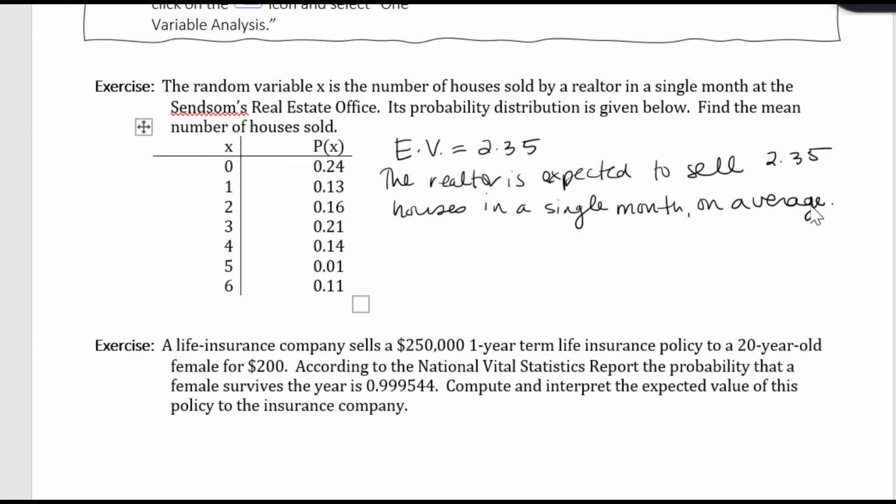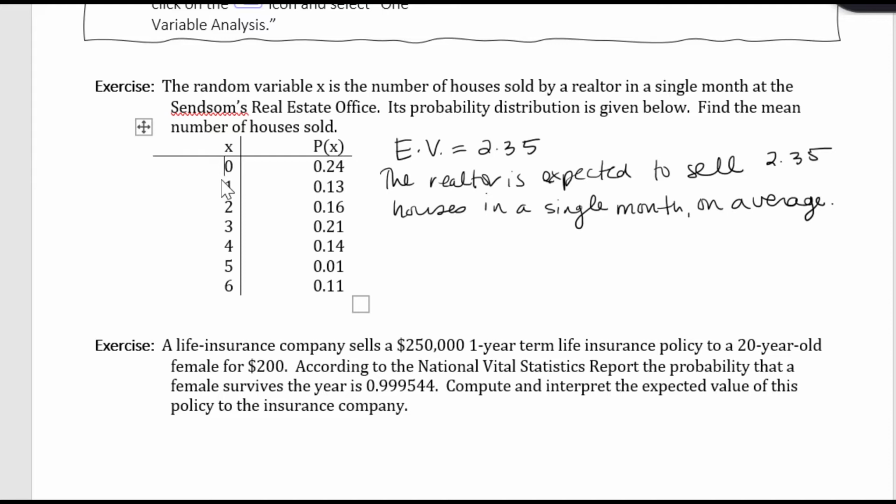She's never going to sell exactly 2.35 houses because you can't sell 0.35 of a house. But remember, this is an average, so over the whole year, over her whole career potentially, she's going to sell about 2.35 houses per month. Some months she'll sell 6 houses or 0 houses, but on average, she'll sell about 2.35 per month.